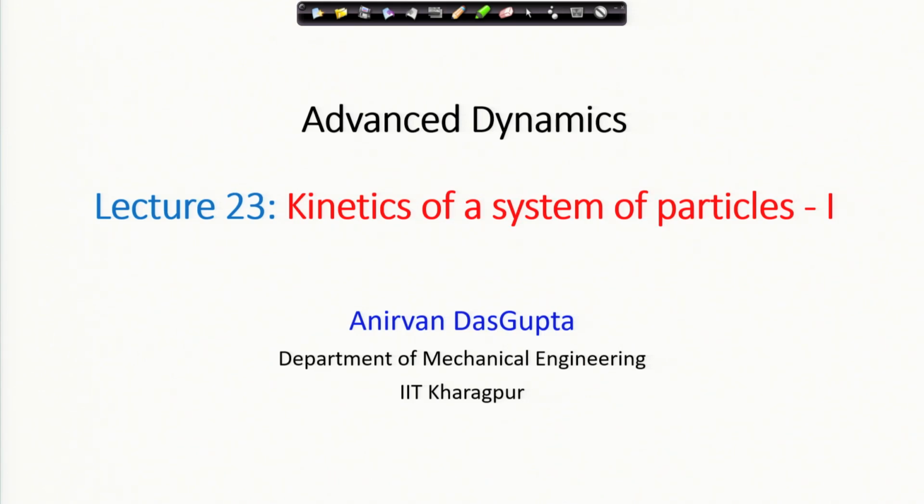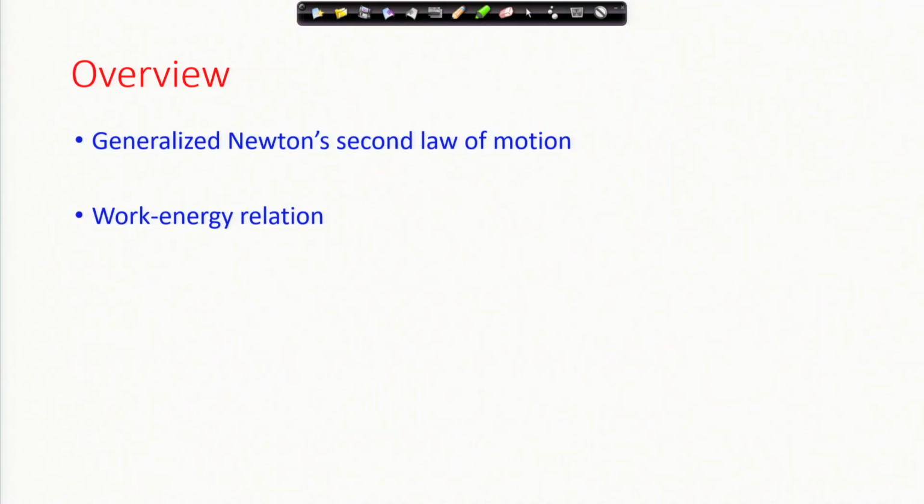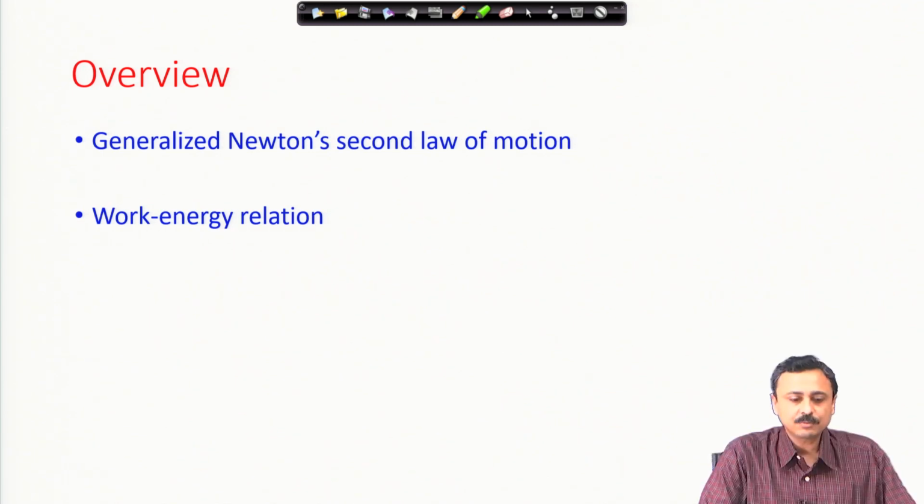When we have a number of particles in a system, how does the equation of motion look? In this lecture, therefore, we will generalize Newton's second law of motion for a single particle to a system of particles and look at the work energy relations.